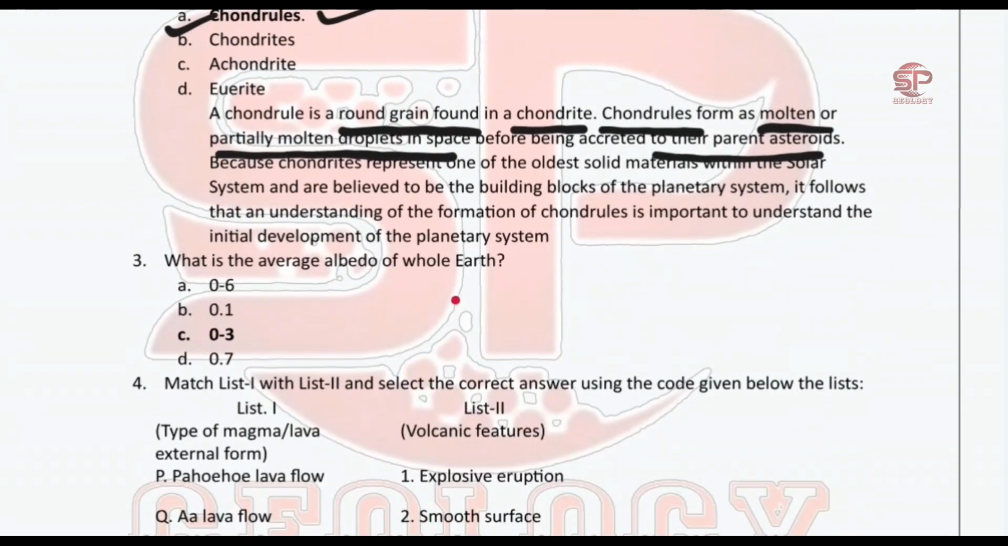Then comes, what is the average albedo of the whole Earth? It's a data type question. So it will be 0.3. That is the average albedo of the whole Earth.